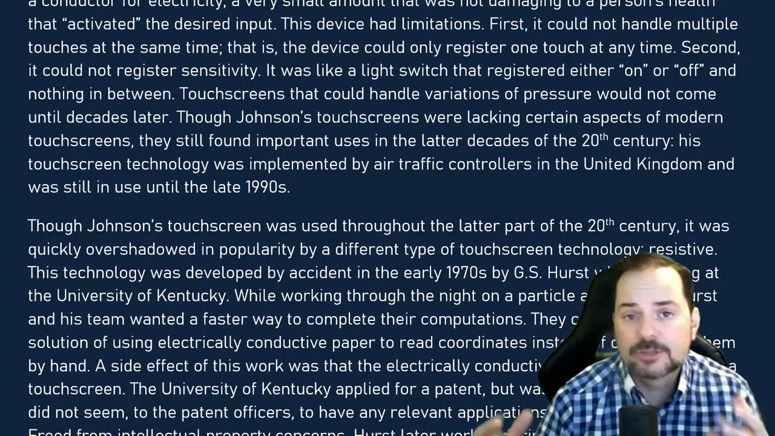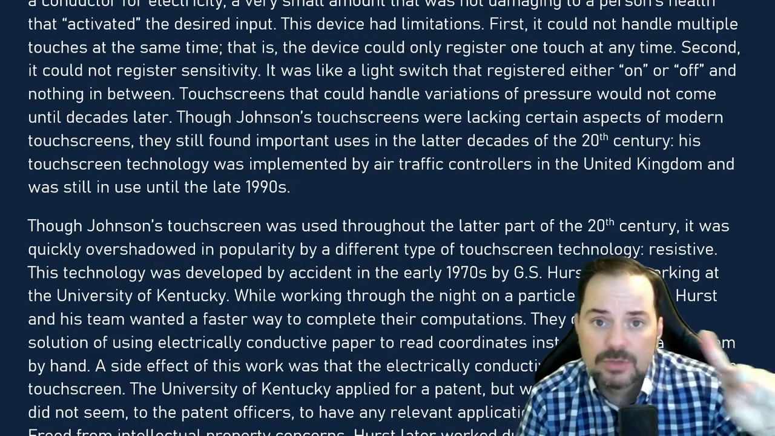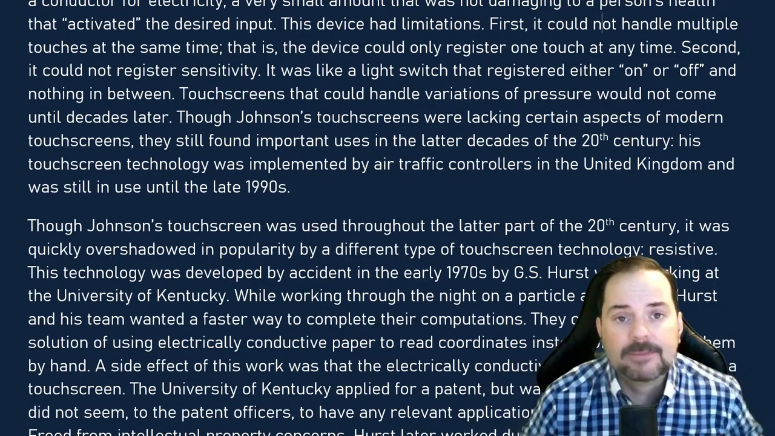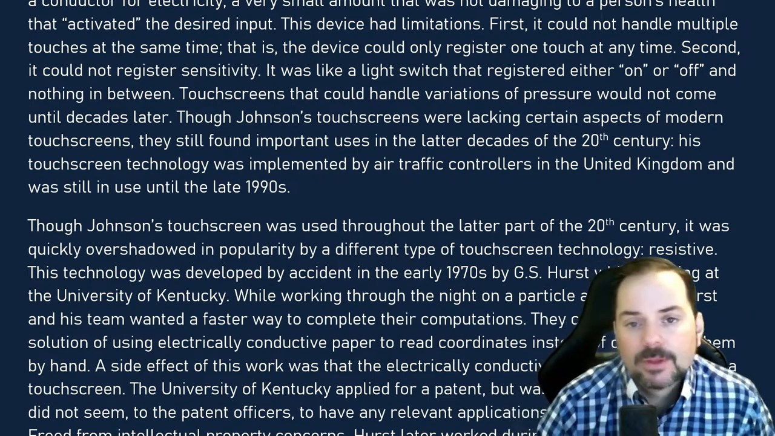Okay, first body paragraph. Johnson, capacitive touchscreen, using the finger, right? One touch point. I've got that. Johnson's my buddy. Maybe I'm Johnson. I'm doing this. Okay?